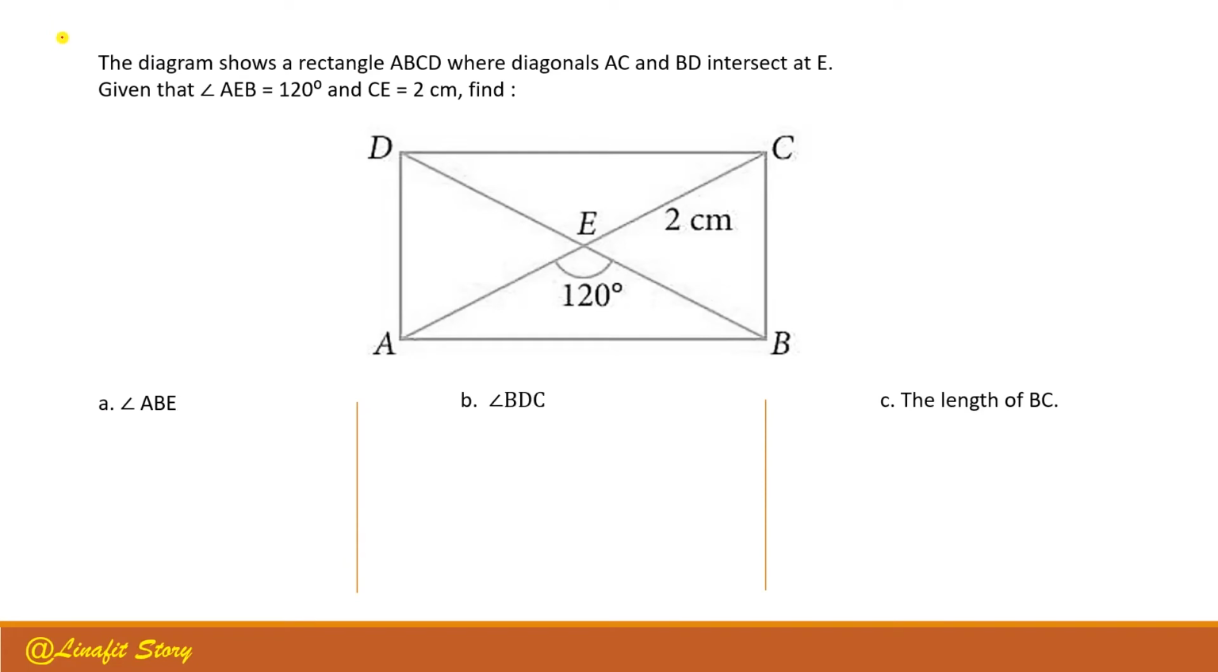The diagram shows a rectangle ABCD where diagonals AC and BD intersect at E, given that angle AEB is 120 degrees and CE is 2 cm. Find ABE, BDC, and the length of BC.